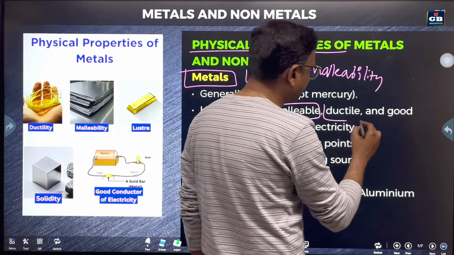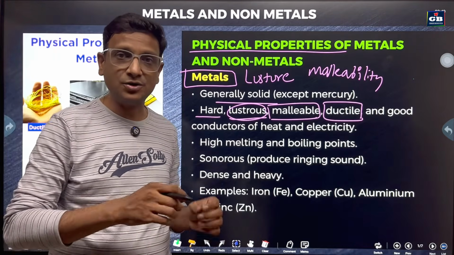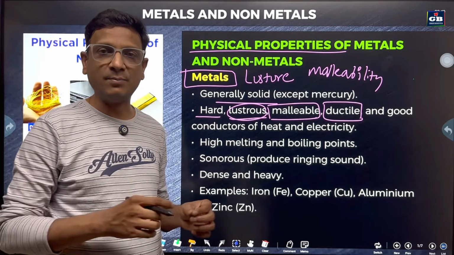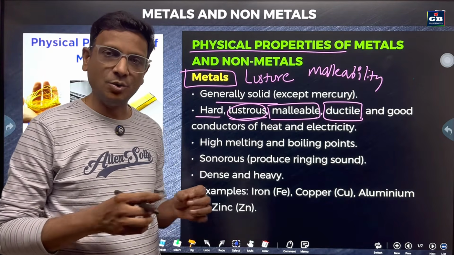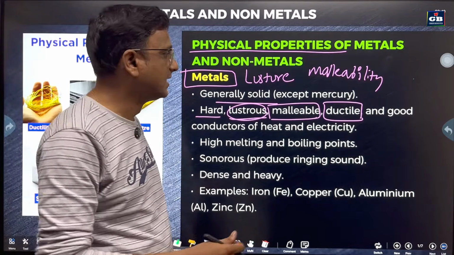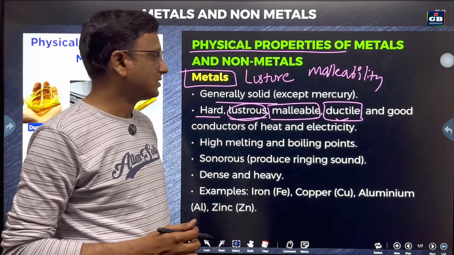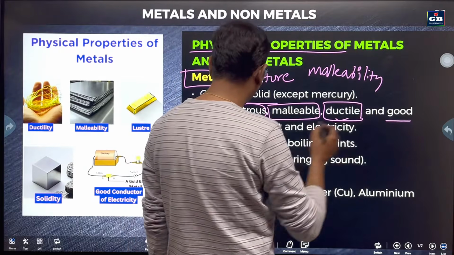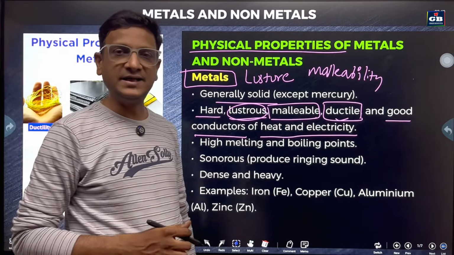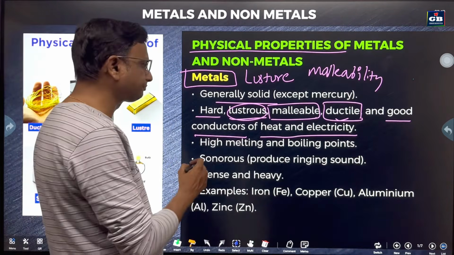So next it is ductile. The other property is ductility. Metals can be drawn into wires, right? Metals can be drawn into wires. Copper wire, silver wire, gold also can be drawn into wires. So most of the metals can be drawn into wires. This property is called as ductility. Ductility. That is ductile. So metals are good conductors of heat and electricity. Metals are good conductors of heat and electricity. So these are the main physical properties.